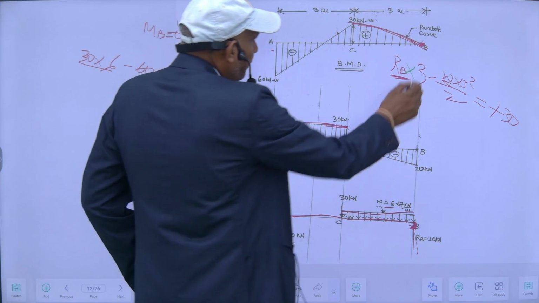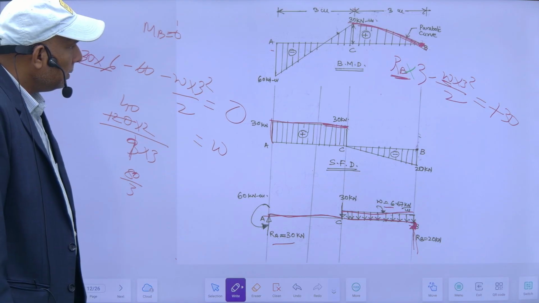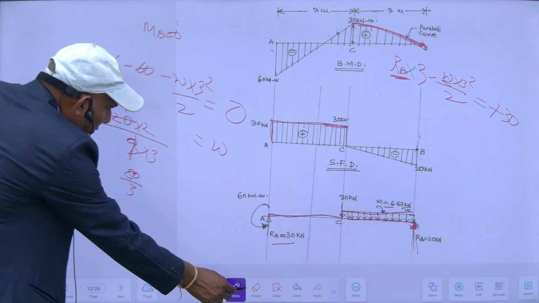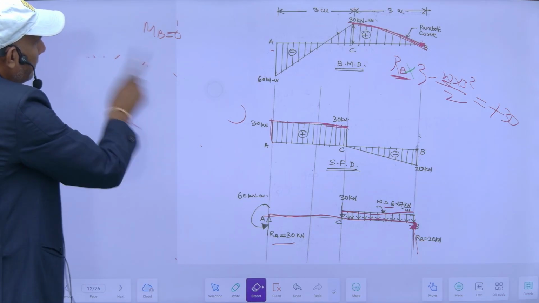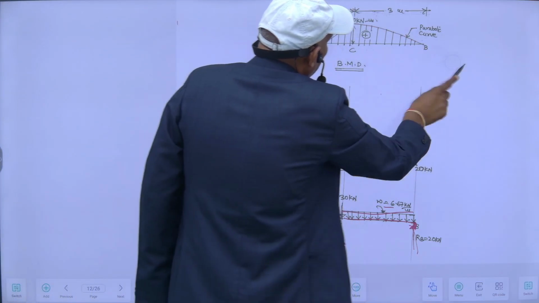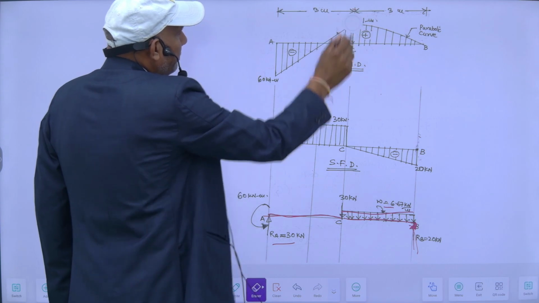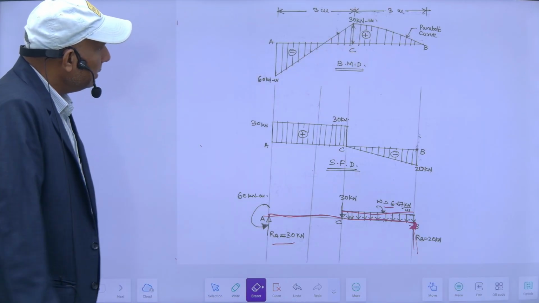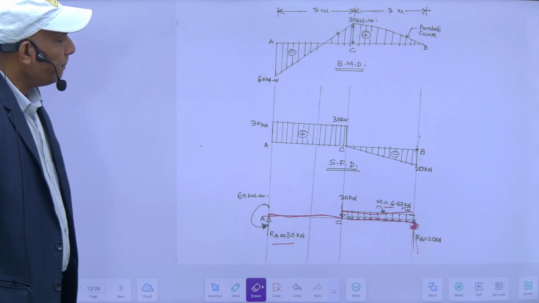Yes, one thing is also there, this is not true. If I see from the bending moment diagram, my bending moment is maximum here. At this point it is maximum. So it means my bending moment maximum means my shear force will be 0 here.